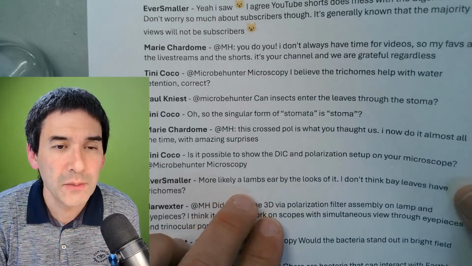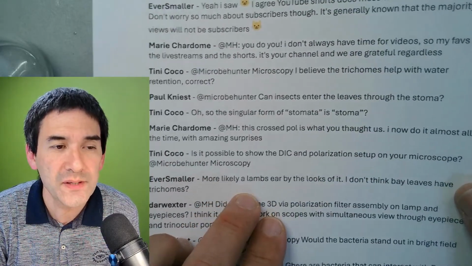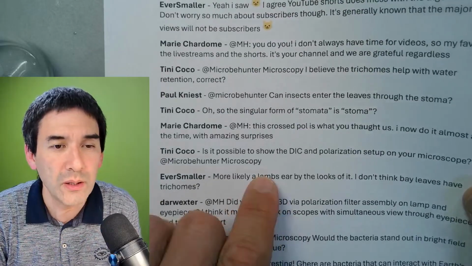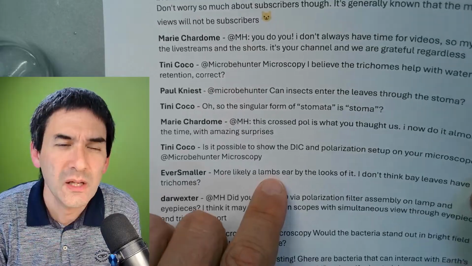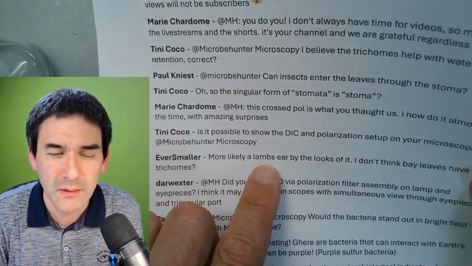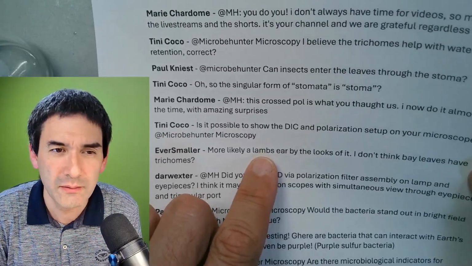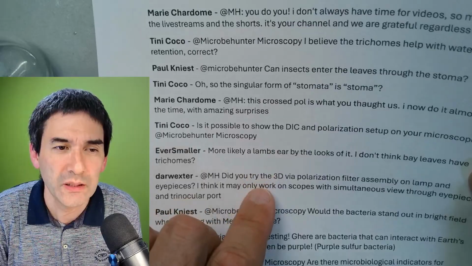More likely lamb's ear by the looks of it. I don't think the leaves have trichomes. Okay, I don't know. I'm not so much into botany. Unfortunately I don't know the name of the leaf.